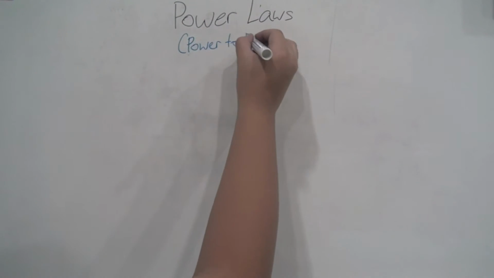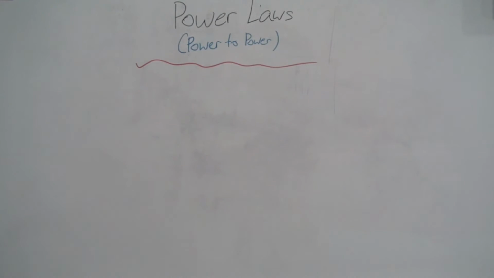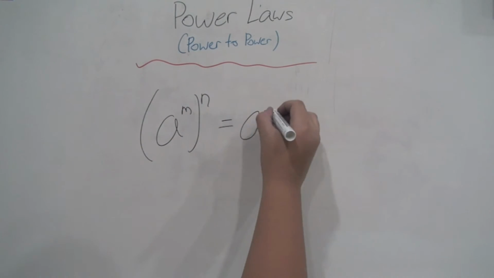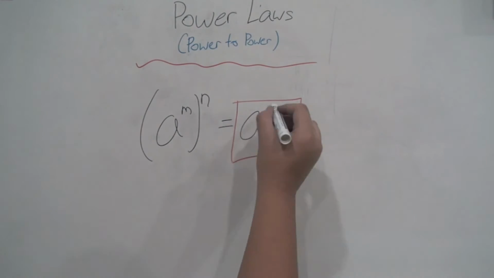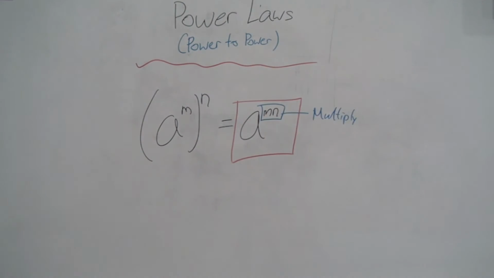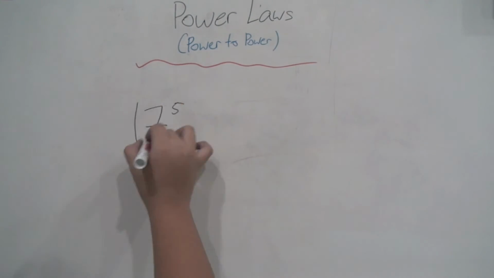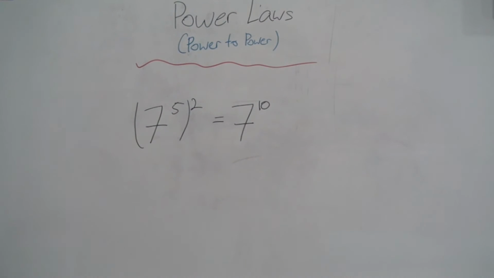Power to power is when a set of numbers is to be multiplied by itself a certain number of times. All you need to do is multiply the exponents, as you can see, from the outside of the brackets to the inside of the brackets.